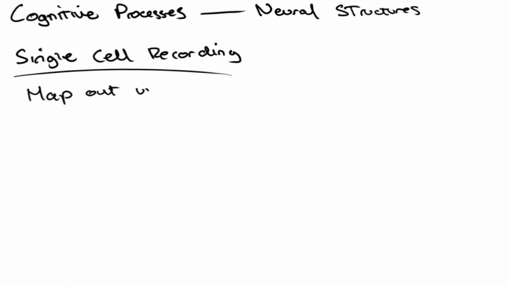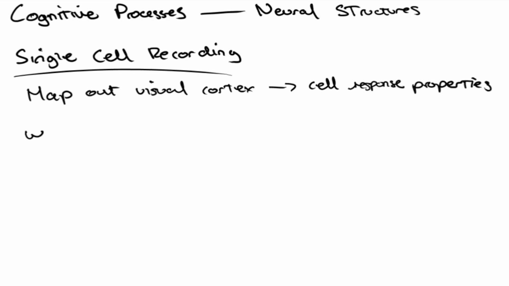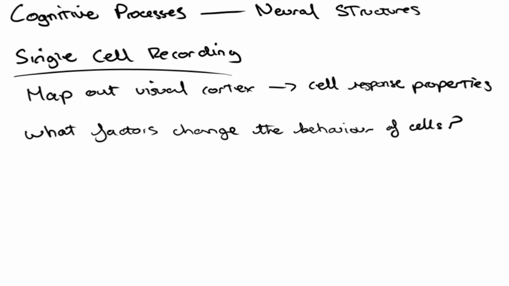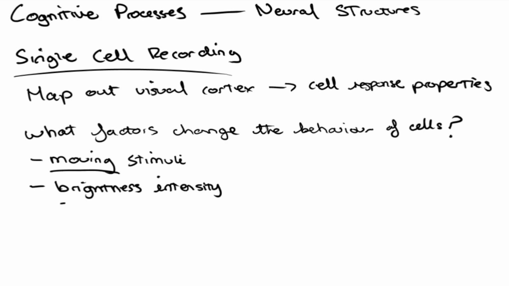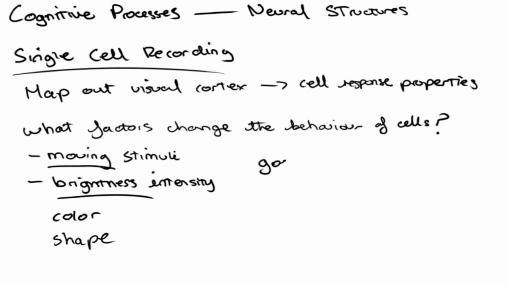The aim was to map out the visual cortex and to see the response properties of all the different cells involved. One of the questions the researcher would ask is what factors, what independent variables can cause changes to the behavior of these cells, such as moving stimuli or brightness intensity, because there are cells that only respond to movement and those that only respond to brightness, color, and shape. This is a good example of research with excellent spatial resolution, conducting research at a cellular level.